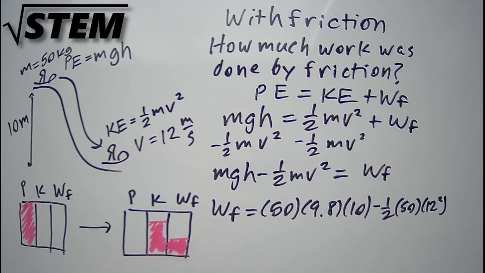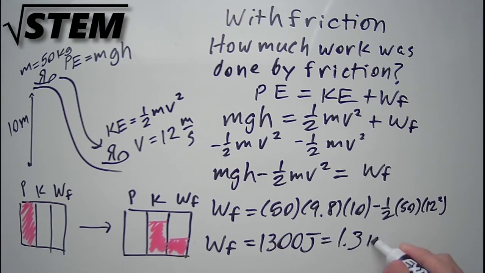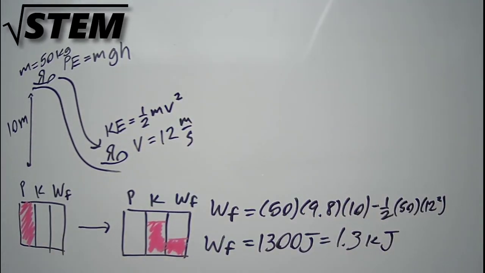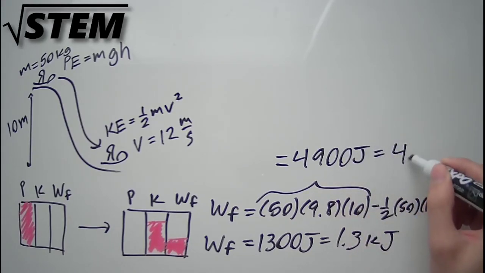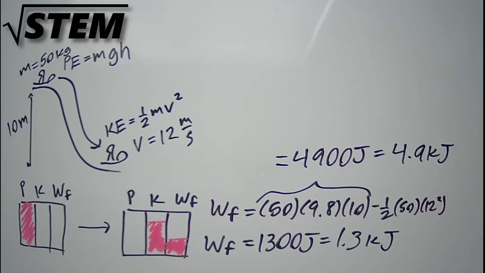And when we plug this into our calculator, we will get that the work done by friction comes out to 1300 joules, or 1.3 kilojoules of energy. Well, our initial energy, mgh, equal to 50 times 9.8 times 10, comes out to 4,900 joules, or 4.9 kilojoules. So now we can compare the work done by friction to the total amount of energy that we started with.